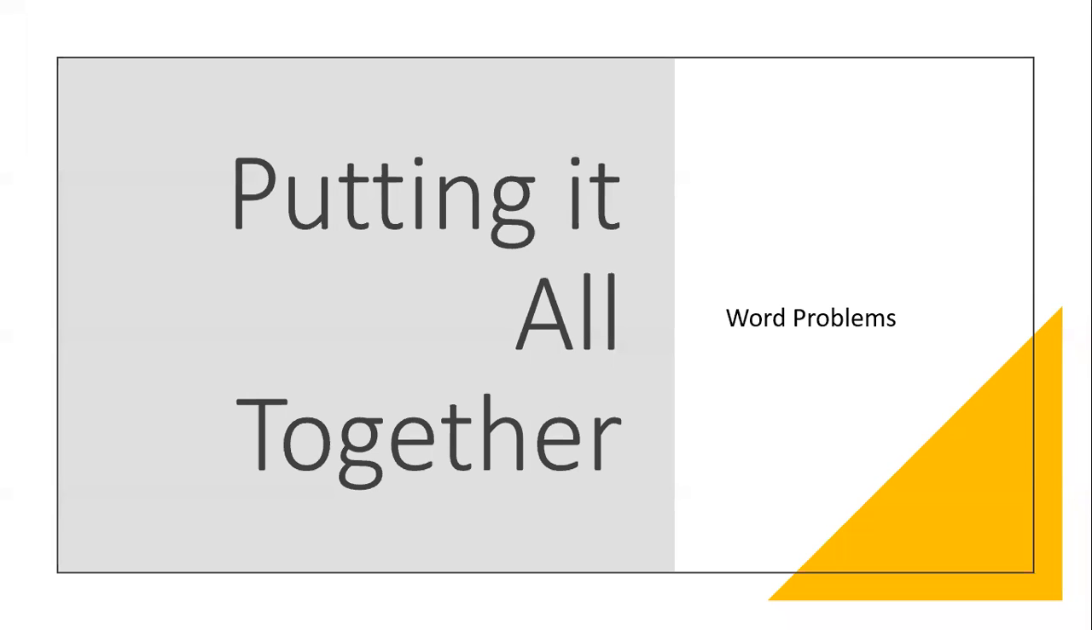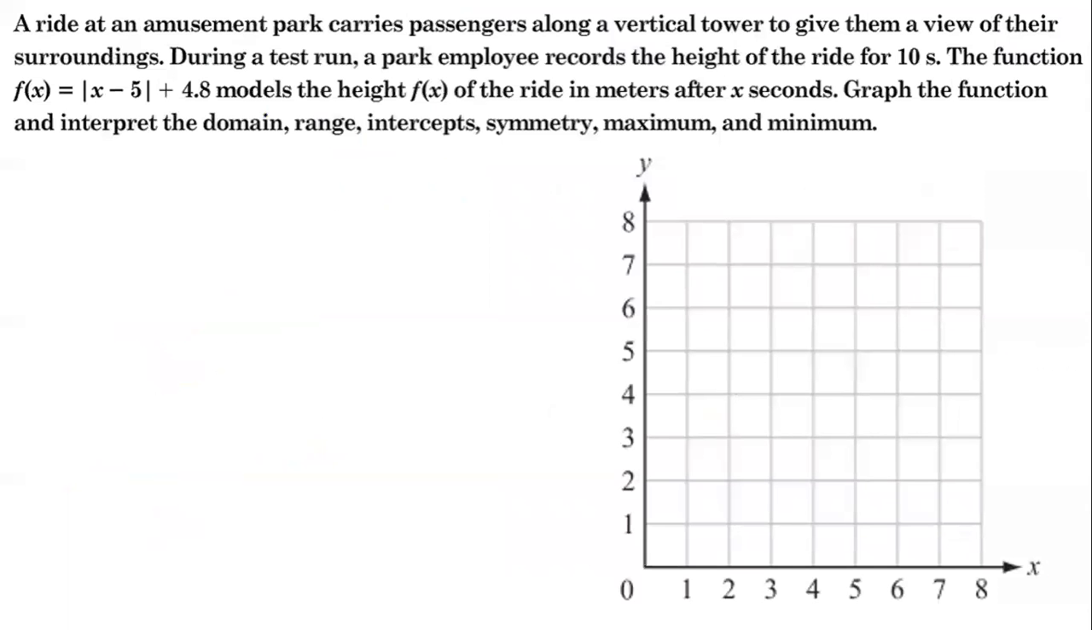Okay, so putting it all together, word problems. A ride at an amusement park carries passengers along a vertical tower to give them a view of their surroundings. During a test run, a park employee records the height of the ride for 10 seconds. The function f of x equals the absolute value of x minus 5 plus 4 and 8/10 models the height f of x of the ride in meters after x seconds. Graph the function and interpret the domain, range, intercept, symmetry, maximum, and minimum.